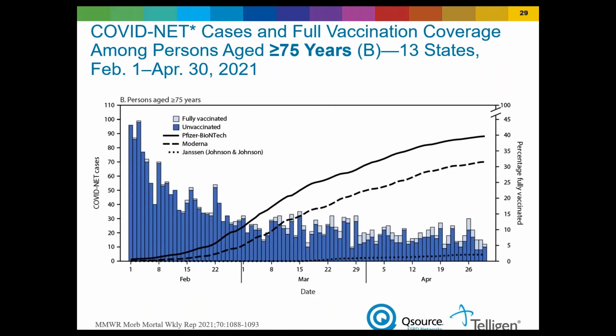A similar trend was seen for individuals over the age of 75 years in this cohort. As vaccination rate improved, the COVID cases decreased over time. Next slide.